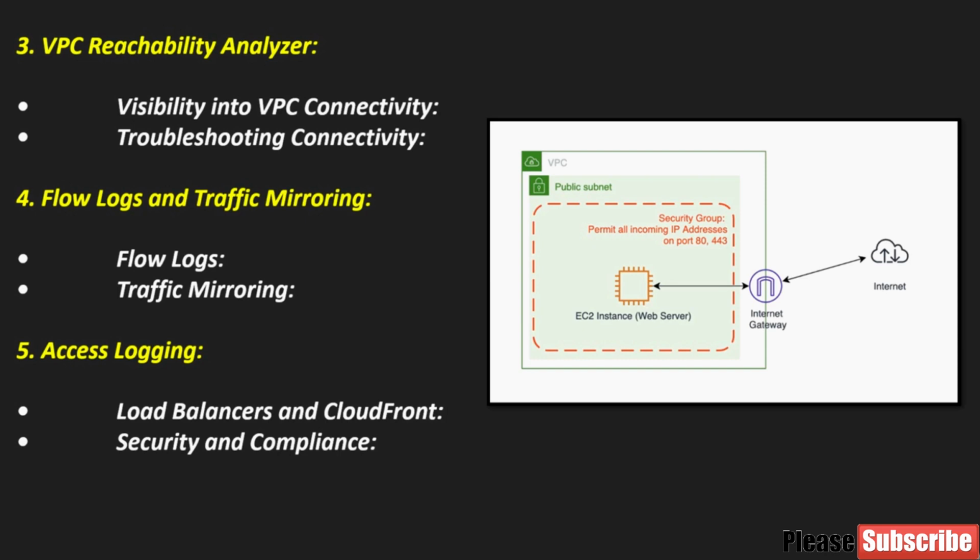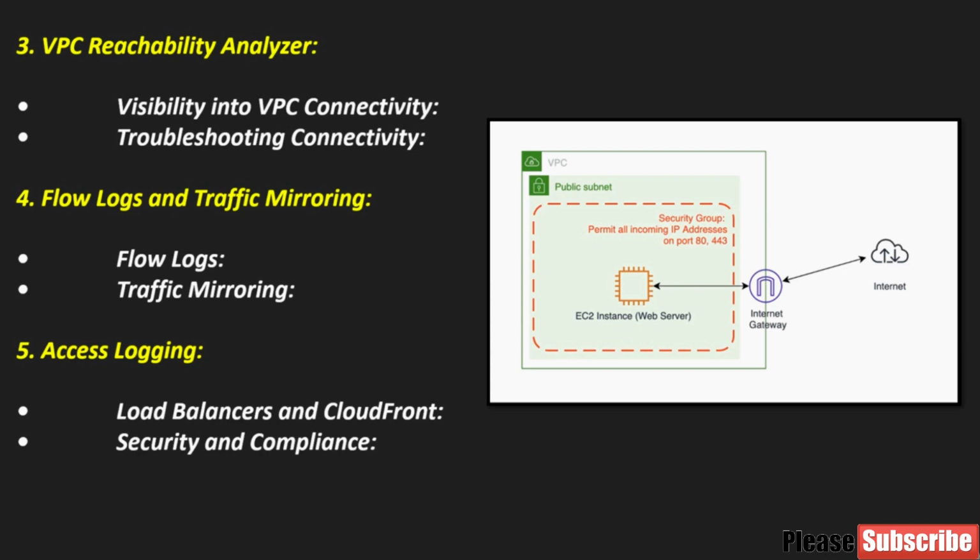The fourth will be on flow logs and traffic monitoring. Flow logs capture information about IP traffic going to and from network interfaces in your VPC, that is, your virtual private cloud, subnet, or network load balancer. We can follow this through the flow logs. And traffic monitoring duplicates and sends your network traffic to an Amazon VPC traffic mirroring target for analysis.